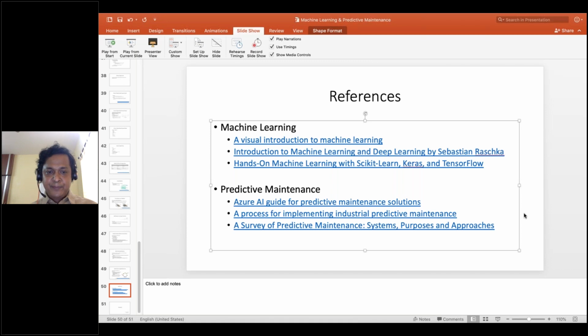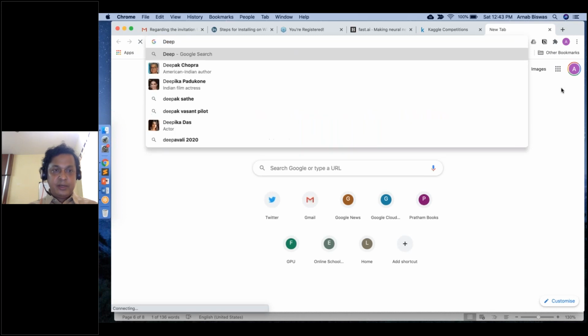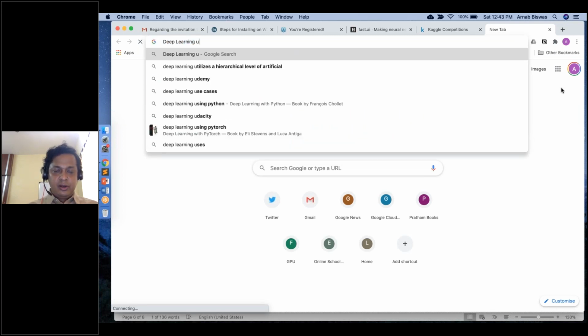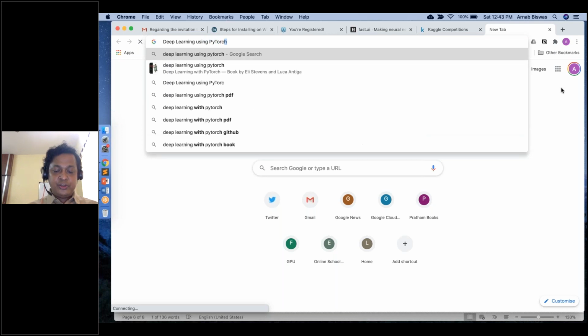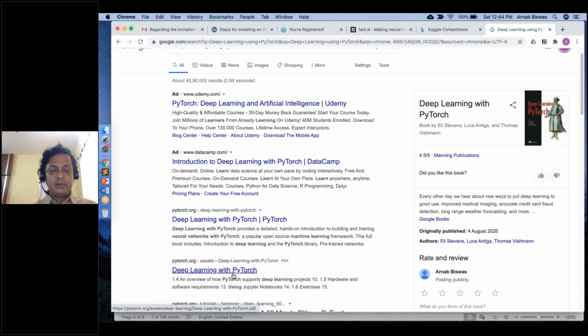So in that case, this is actually a book: Hands-on Machine Learning with Scikit-learn, Keras, and TensorFlow. This is a good book if you want to start on machine learning. Then there is a recent book which has come up, which is about deep learning using PyTorch, which is available for free again. If you do a Google search, this is available for free for the time being, so you can read that.